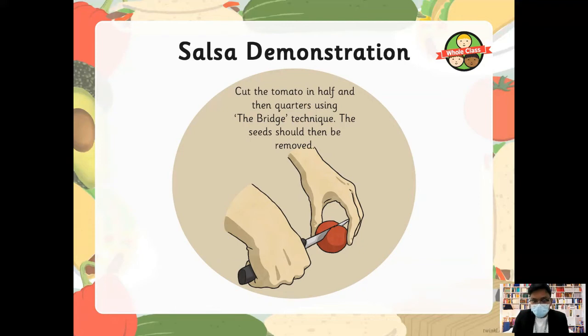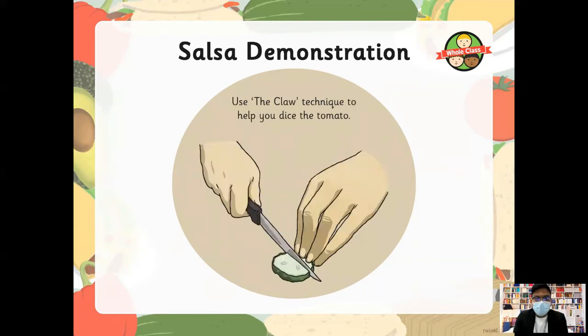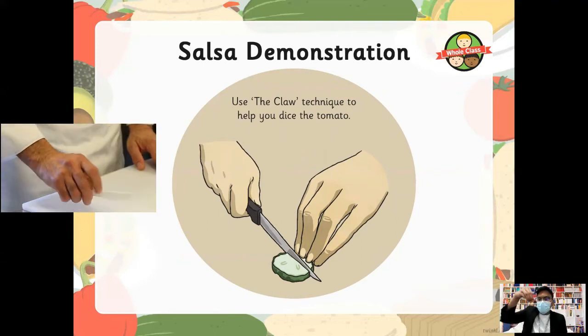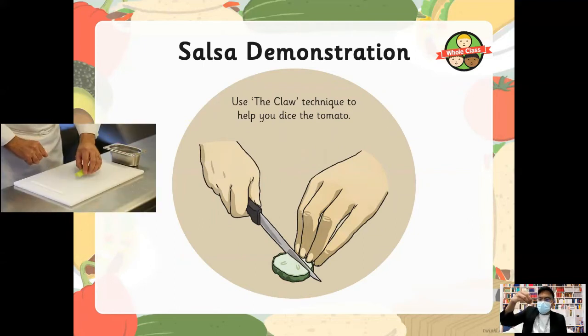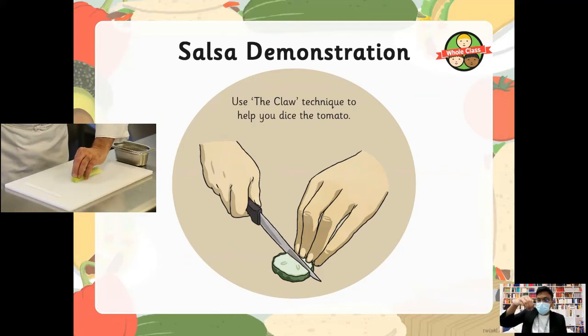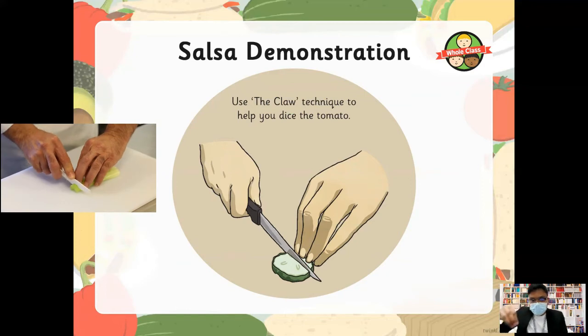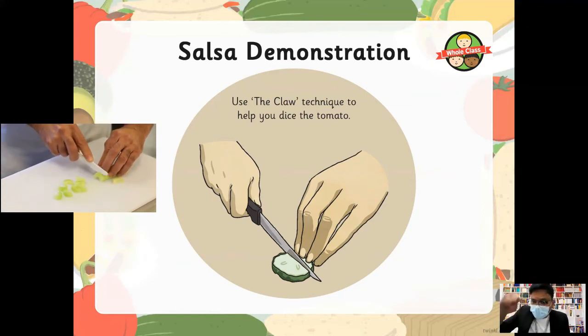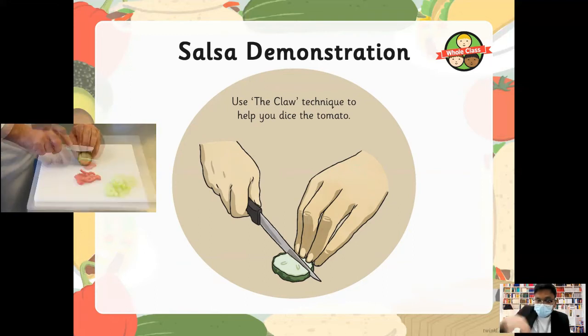Okay, tomato. Next, the claw makes you dice the tomato. Okay, why, sir? Why is it called claw? Because you are using your fingertips, which will also help you avoid touching or hitting your nails. Okay.